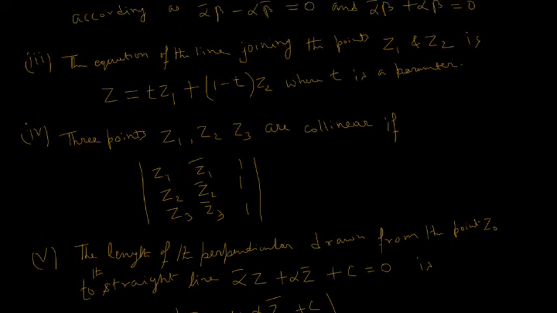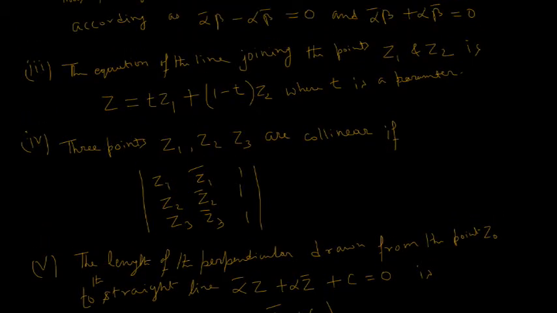Third, the equation of the line joining the points z1 and z2 is z is equal to t z1 plus 1 minus t z2, where t is a parameter. Fourth, three points z1, z2, z3 are collinear if the determinant with rows z1, z2, z3, z1 dash, z2 dash, z3 dash, and 1, 1, 1 is equal to zero.